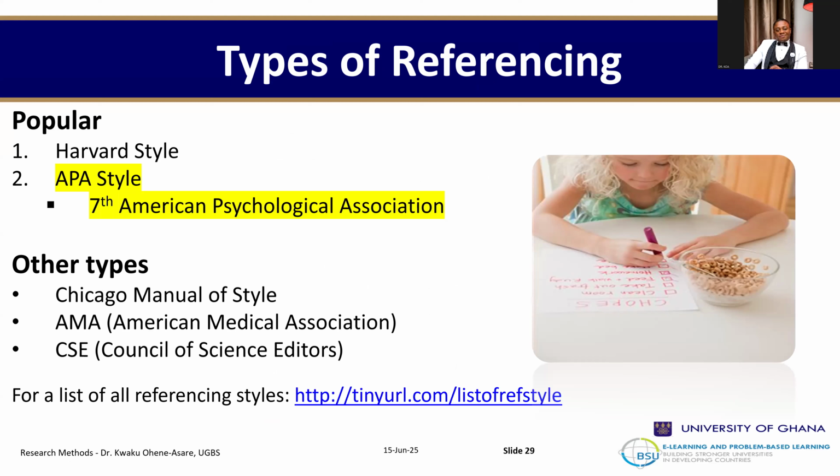The popular ones are Harvard and APA referencing. The current APA referencing is the 7th American Psychological Association. That is the one that you use. In my Word document, it has been integrated into it. If you can, yours too, you can do the same thing. But the other ones, the Chicago, the AMA one, American Medical Association, then the Council of Science Editors. If you want the list, I've provided a link here for you to look at. But hey, you guys are going to use these two, one of them.